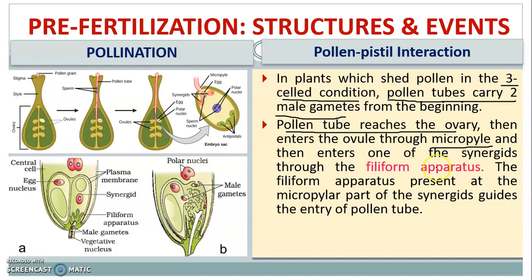Now the male gamete enters the ovule, into the embryo sac, through the filiform apparatus, and finally the male gamete finds the female gamete which is ready to fertilize and initiates the next event of sexual reproduction in the flowering plant, that is fertilization. So today this is all about outbreeding devices and pollen-pistil interaction. Thank you.